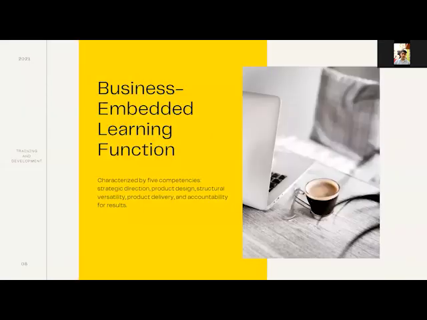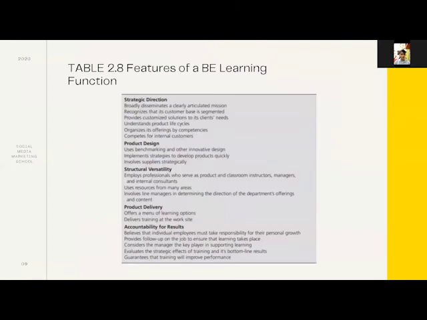So let's talk about BE, or Business Embedded Learning Function. These are characterized by 5 competencies: strategic direction, product design, structural versatility, product delivery, and accountability for results. So these are the features of a BE learning function. The first is the strategic direction. This broadly disseminates a clearly articulated mission and recognizes that its customer base is segmented, provides customized solutions to its client needs, understands product life cycles, organizes its offerings by competencies, competes for internal customers.